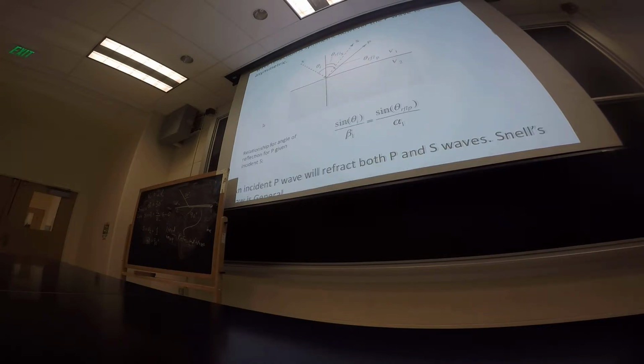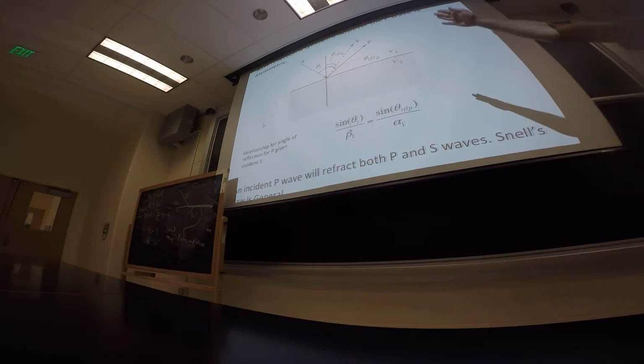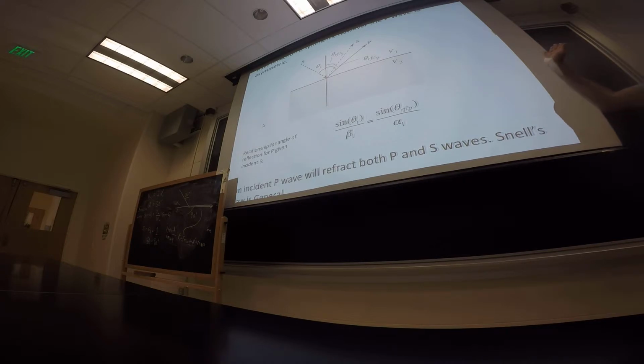We can have an incident S wave. Same type of thing happens. We get a reflected S wave at the same incidence angle as the S wave, and we get a P reflection that's going to be at a wider angle, again, because the P wave travels at a faster velocity than the shear velocity.